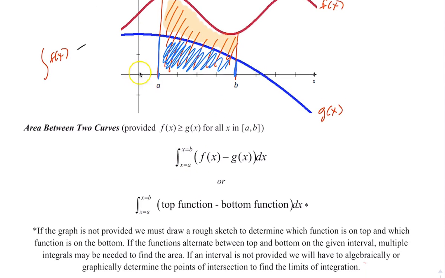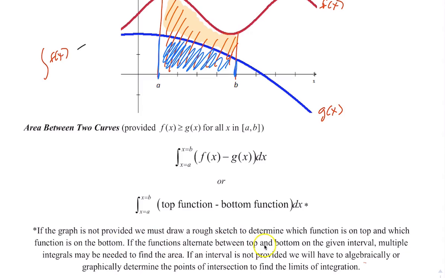So it's the integral from a to b of f of x minus g of x, or the integral from a to b of the top function minus the bottom function. That is it. That's how I find the area between two curves. Now, keep in mind, if the graph is not provided, we must draw a rough sketch. It doesn't have to be perfect. You want to know what's on top and what's on bottom.